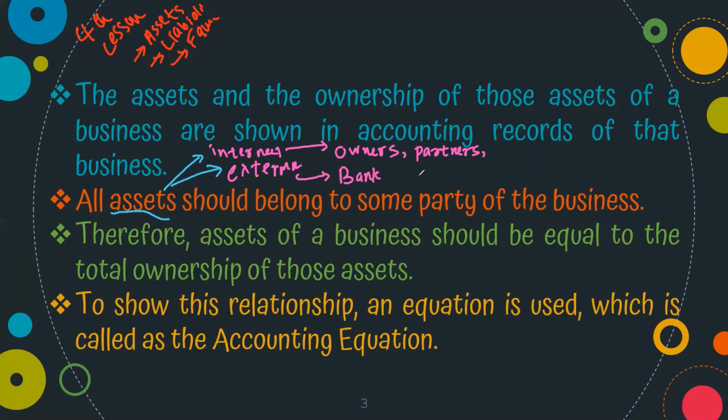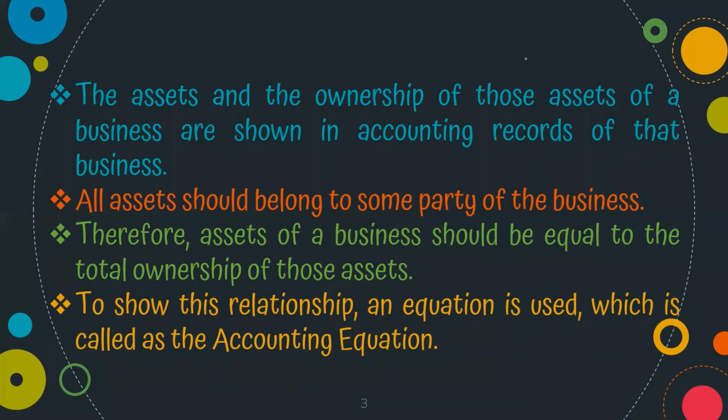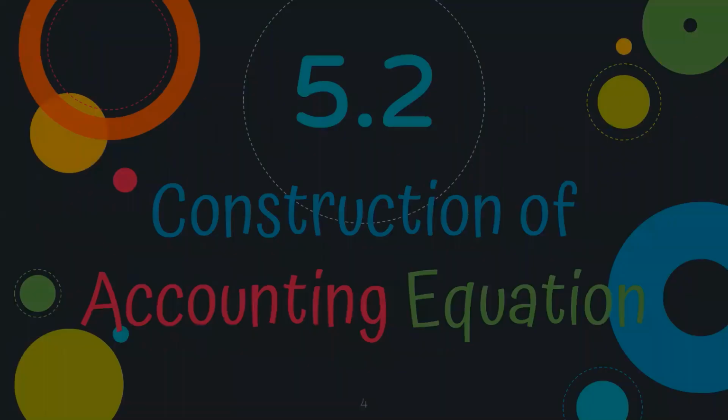So here we talk about only assets. Therefore, assets of a business should be equal to the total ownership of those assets. To show this relationship, an equation is used, which is called the accounting equation. Here, first of all, they have mentioned the simple equation. As I remember, it is stated as assets equals equity. There is no liability. They assume that.